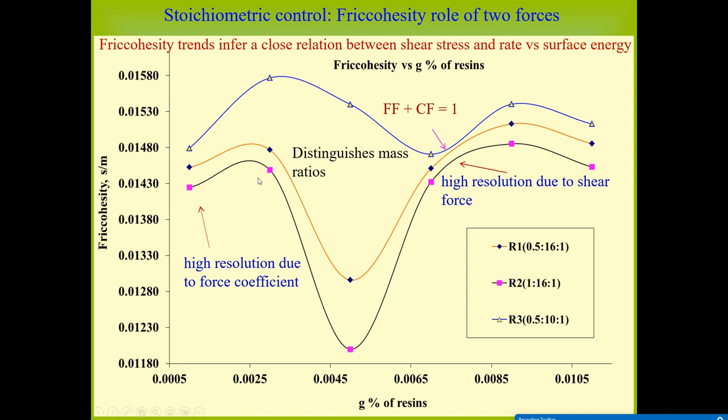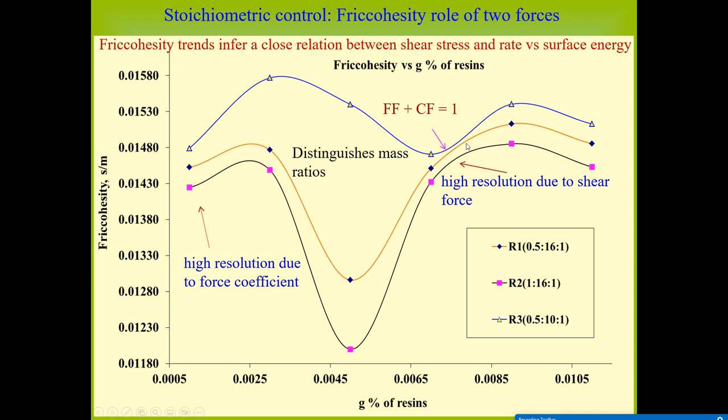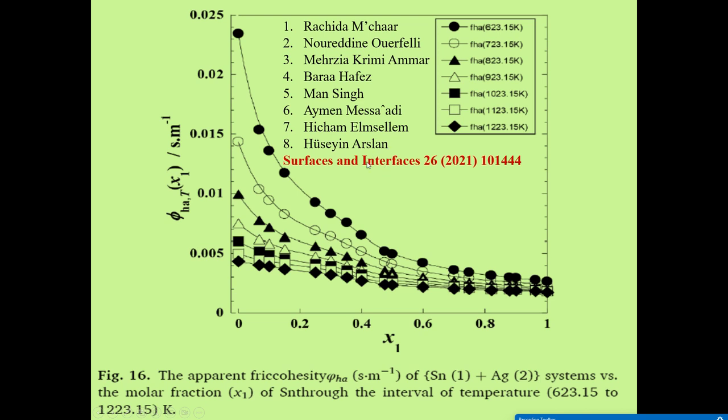Now each product of different stoichiometric ratios is clearly resolved, because this is the Friccohesity two-force theory, applied to the same system. When we determined the viscosity, which has only shear forces, there were concentration domains which could not be resolved. See this concentration domain and this one, where we could not say anything. While if we take Friccohesity, this concentration domain is highly resolved. Rachida, Marshall, Nuruddin, Kwerfeli, some 8 scientists including me, published this paper on apparent Friccohesity in the journal Surface and Interfaces, a high impact factor journal. So now Friccohesity and these parameters are internationally being used.